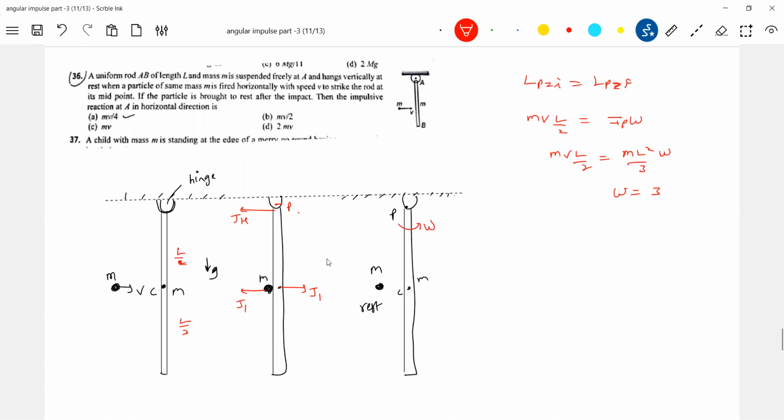Omega equal to how much? 3V by 2L. And what is the sense? It will be anti-clockwise. Okay, now we got it. How to bring that impulse again?